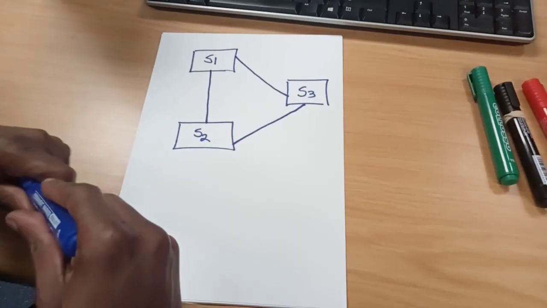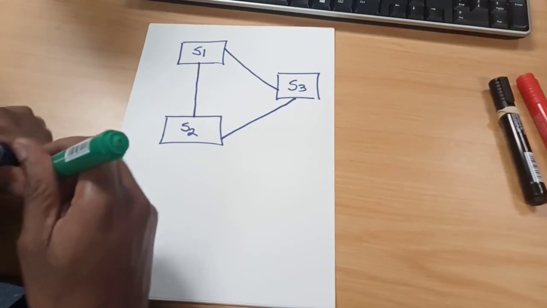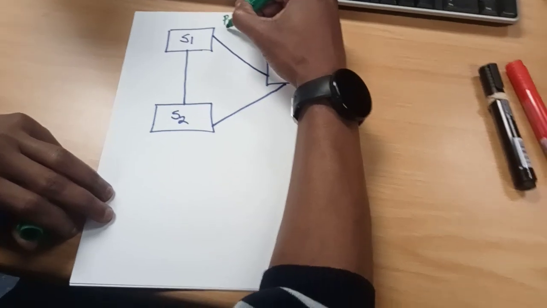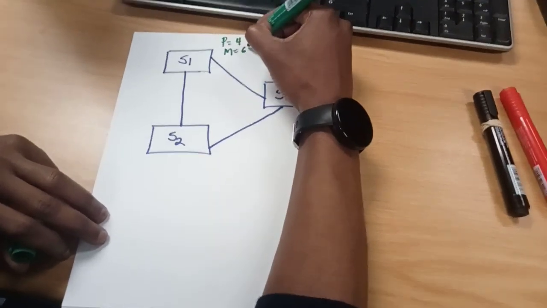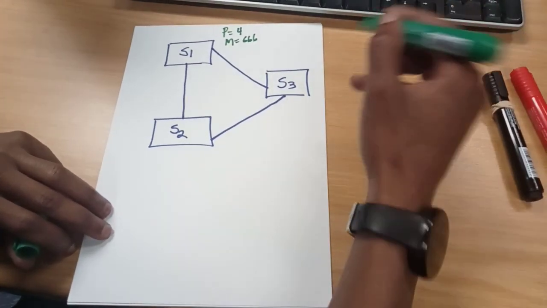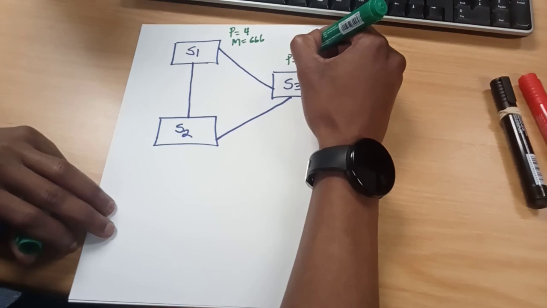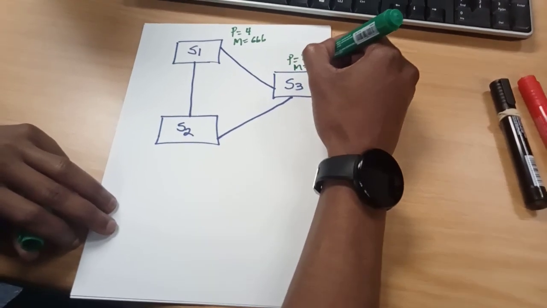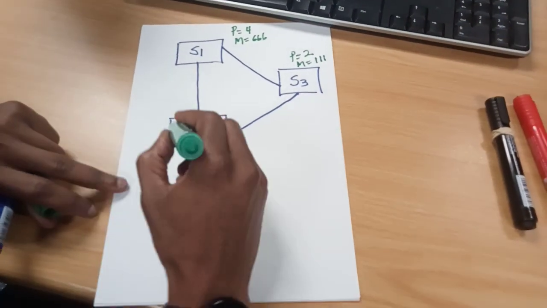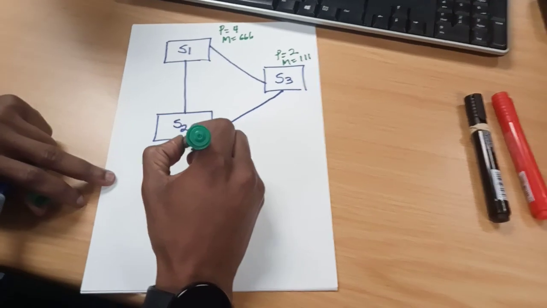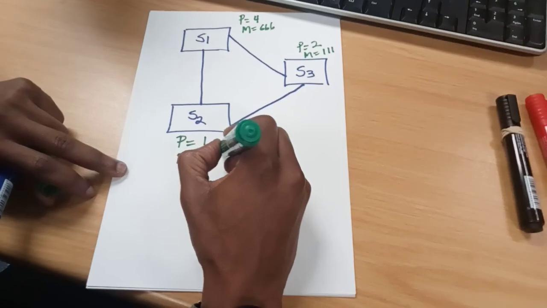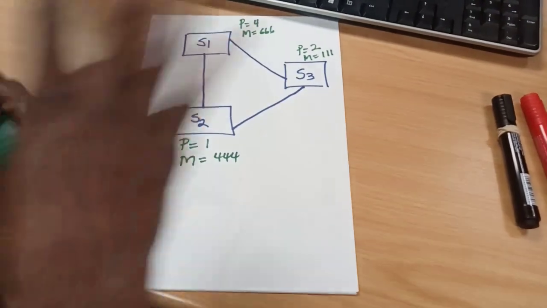So for switch number 1, there is a priority. The priority can be 4, MAC address maybe 6. For switch number 3, the priority maybe 2, MAC address 111. Switch number 2, the priority 1, MAC address maybe 444. So just an example, right?